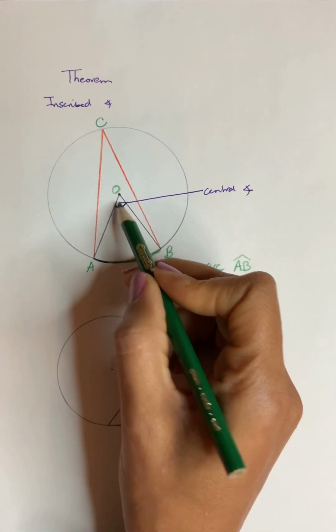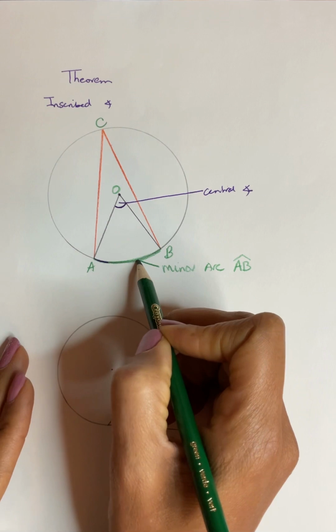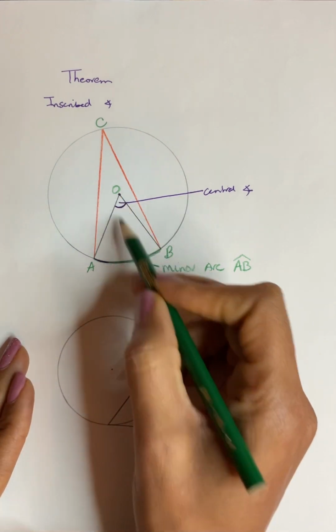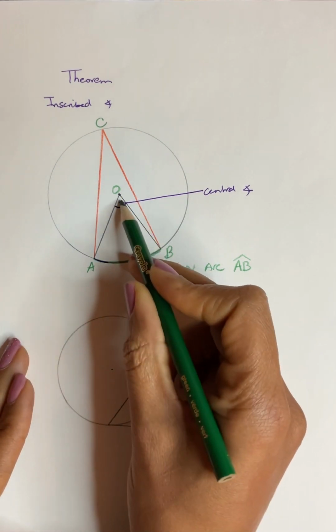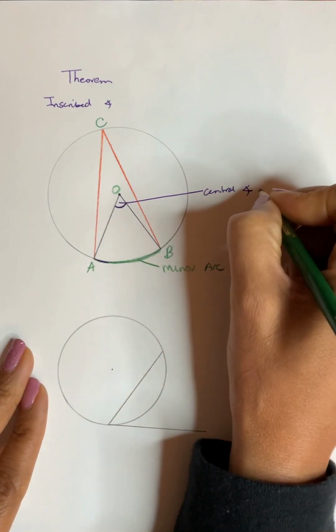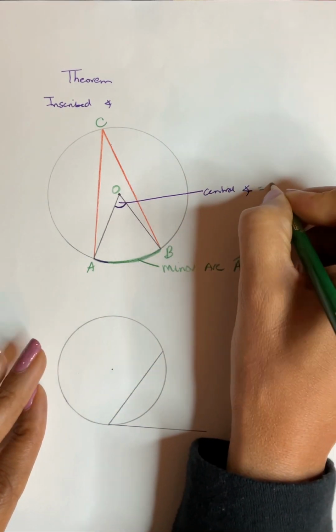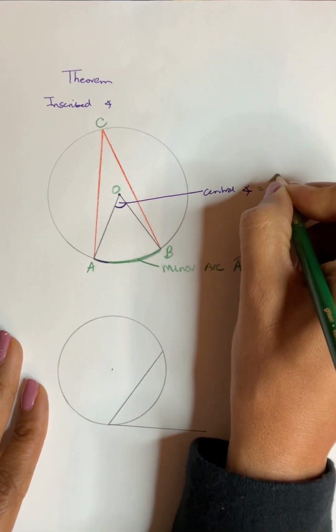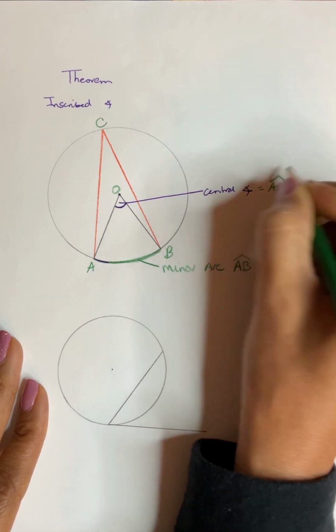And the relationship between the central angle and the intercepted arc, which is a minor arc, is that they are going to be congruent. Okay, so the central angle is going to be equal to arc AB. All right, just want you to know that.